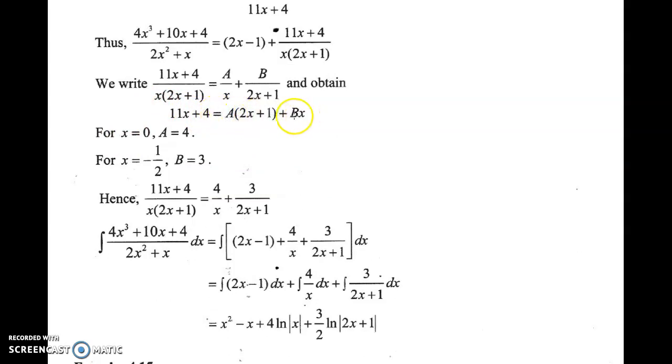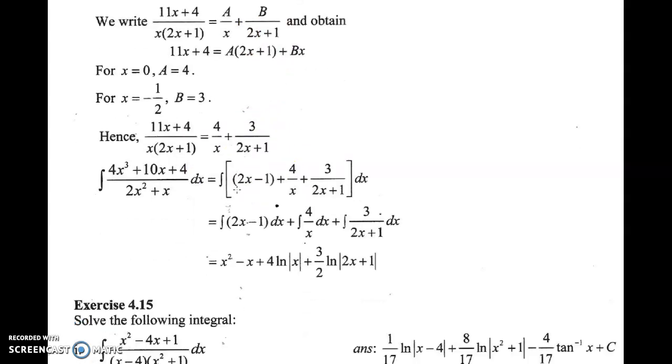Now we have two unknown values, A and B. Look for a value of x that can eliminate one of the unknown values. For this case, when we put x equals 0, you'll get A equals 4. And then after we have solved for one unknown variable, the next thing you'll just put any x value to solve for B. Then substitute the values, and we have the complete partial fraction. We can proceed with the integration to get the answer.